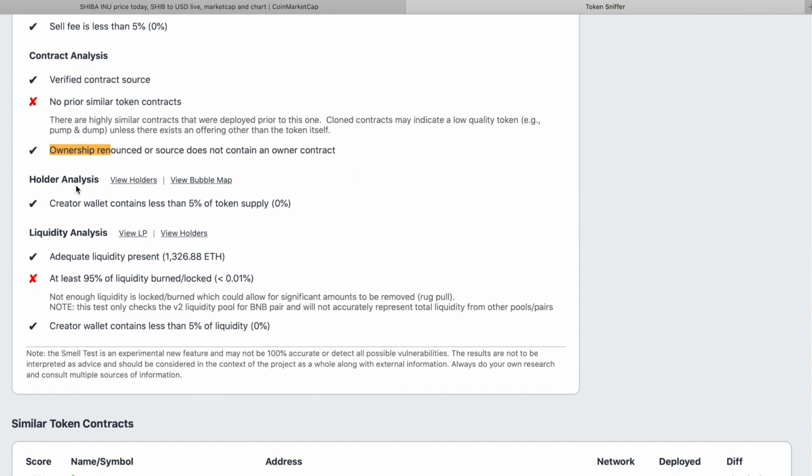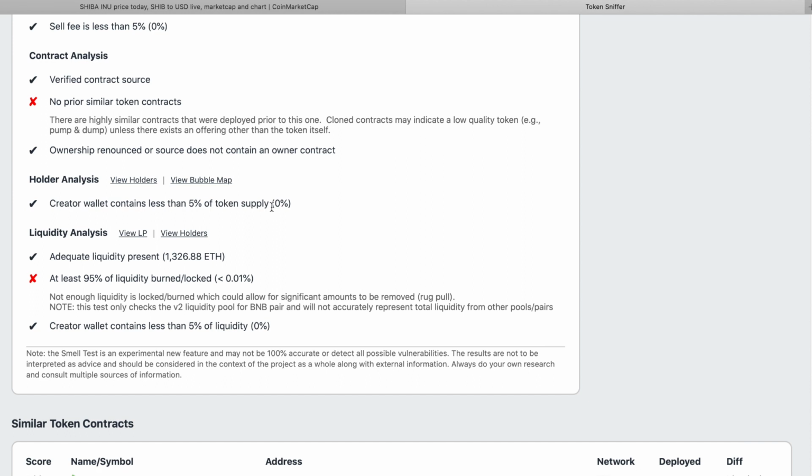Okay, then we have holder analysis. Greatest wallet contains less than 5% of token supply. Basically, the developer that created the token is not holding any amount, which is good, because you don't want someone to create a token, have 20% of the token supply, then everyone is investing in the token, and then he's selling 20% of all the supply. He will tank the price, all investors will lose money. The only one who's going to make a profit is the owner. So it's not good. Be careful.